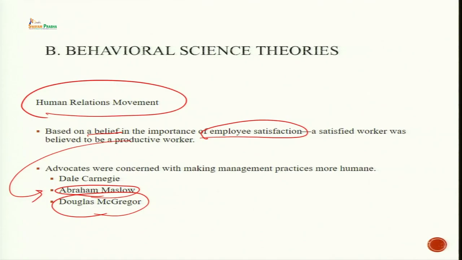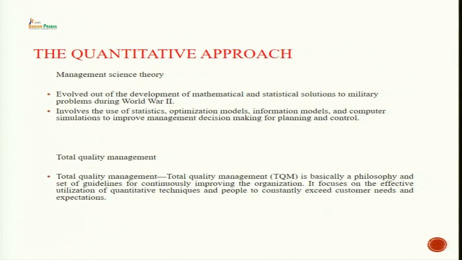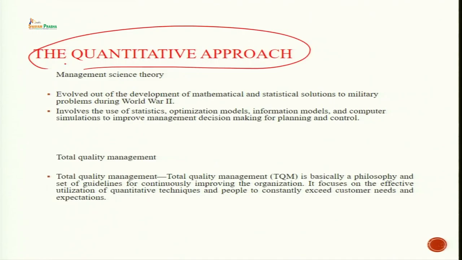Now that we have discussed the behavioral approaches, we move on to the third approach, that is the quantitative approach. The application of mathematical and statistical models, information models, and computer simulations for managerial problem solving and decision making is the essence of the quantitative approach. This approach is also called the management science approach, since it is generally viewed as an extension of Taylor's scientific approach. It may be defined as an approach to management that uses rigorous quantitative techniques to help managers make maximum use of organizational resources.